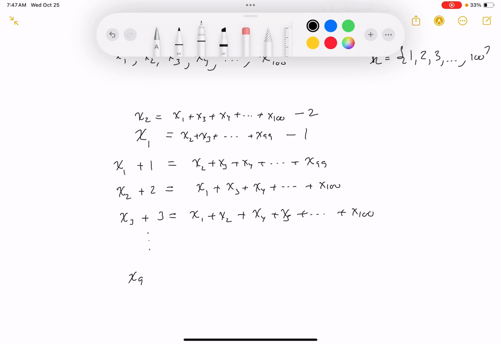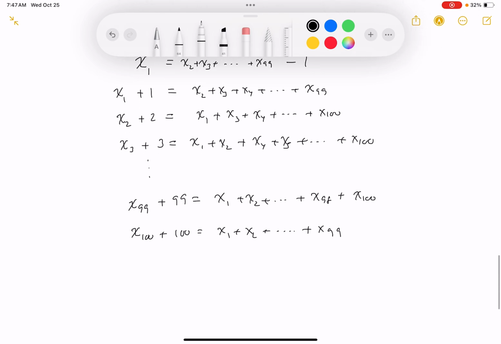Now let's go to x99. Plus 99. You would get x1 plus x2 plus yada, yada, yada, up to x98. You'd skip 99, you get x100. Now if I did x100 plus 100 equals x1 plus x2 plus yada, yada, yada, up to x99, by the way. All right? So I'm kind of looking at that, and I've got a general pattern. I'll write the general pattern down for you.